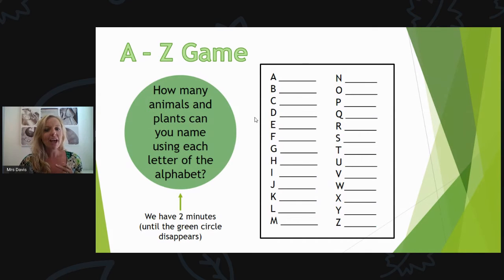So you're going to have 2 minutes to have a go at this, and we're going to see how many we get. I'm going to start us off. By the time the green circle completely disappears, that will be our 2 minutes up. So I'll keep an eye on the time and give you some warning. Okay, are you ready? On your marks, get set, go.